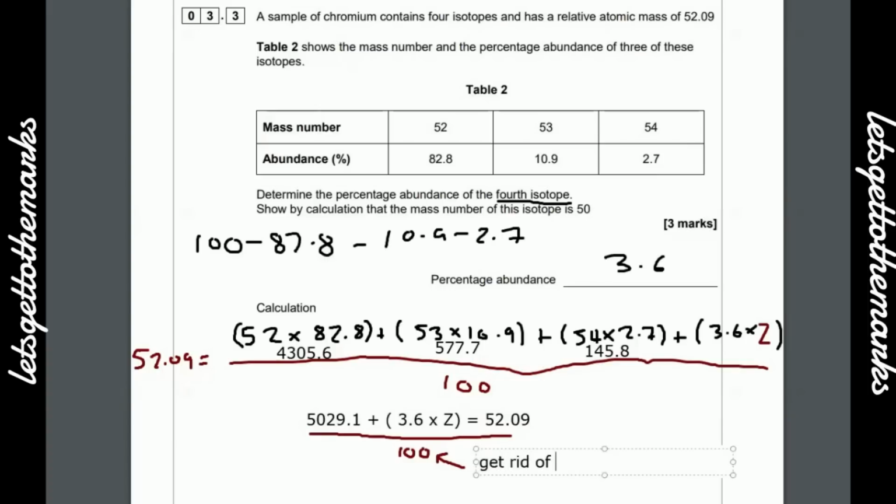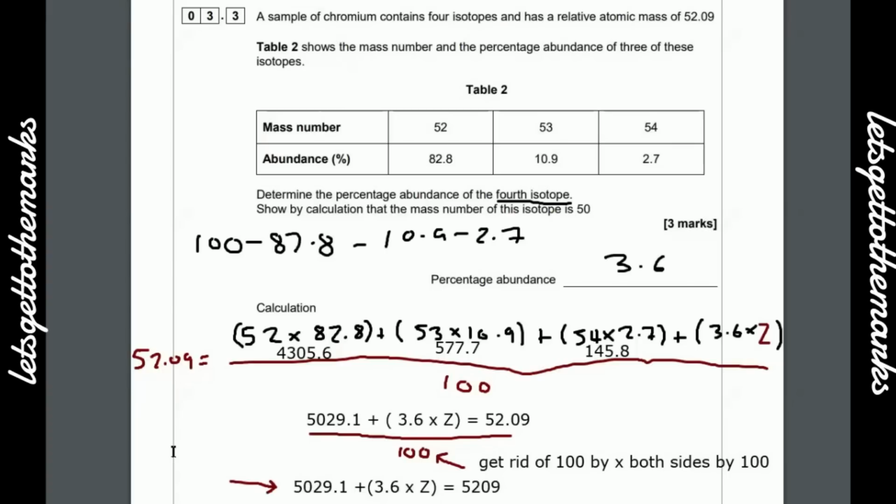Okay, so to get rid of the divide by 100, you know what you do? You multiply both sides by 100. So let's times both sides by 100, and that gets rid of the 100 on the left-hand side, and we just rewrite the equation: 5029.1 plus 3.6 times Z, and that is now equal to 5,209 because we multiplied the right-hand side by 100.